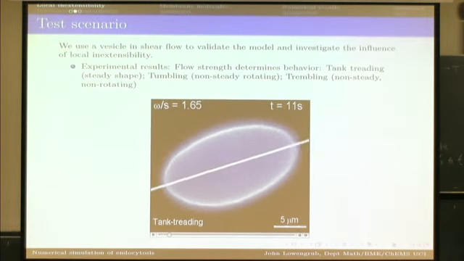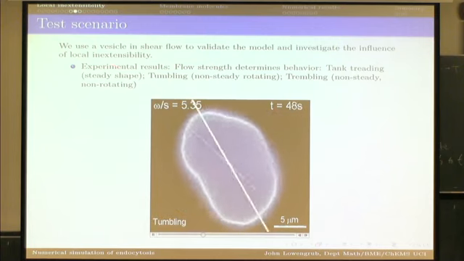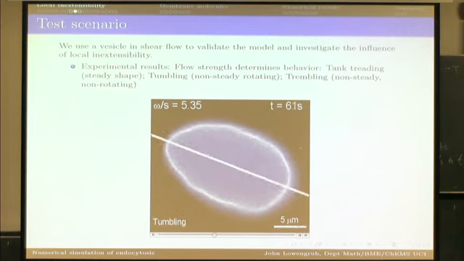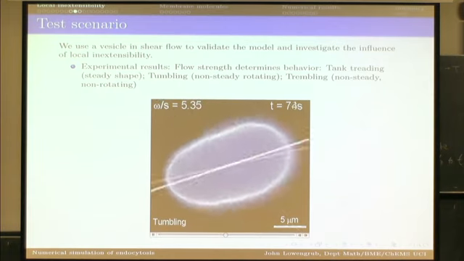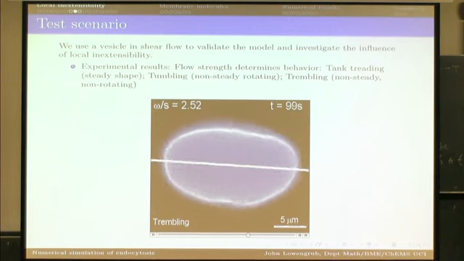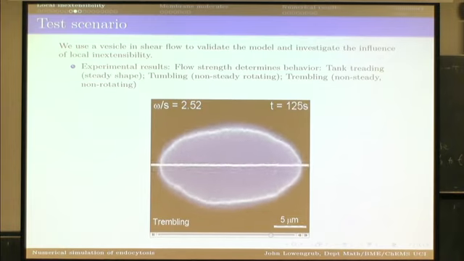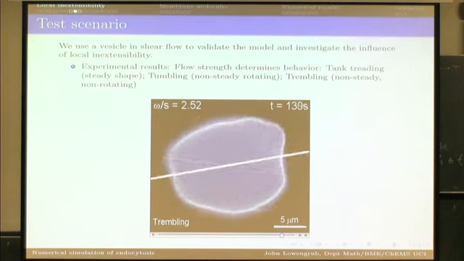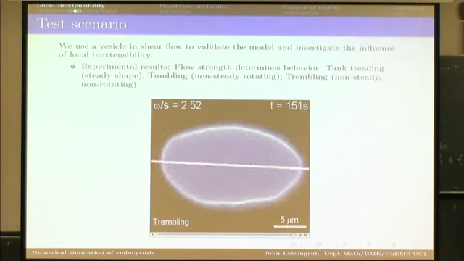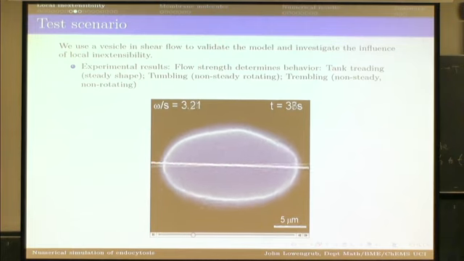Okay, so now we're going to test the model, and we're going to do it in a couple of configurations. Mainly to test the model and just to show you that it's working, I'll look at a vesicle in shear flow. So this is an experimental result where for high shear rates, the vesicle tumbles. If you reduce the shear rate a bit, the vesicle trembles. And trembling just means that this long axis doesn't go around. And if the shear rate is sufficiently low, it tank treads.